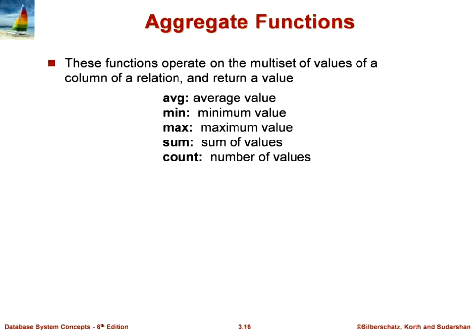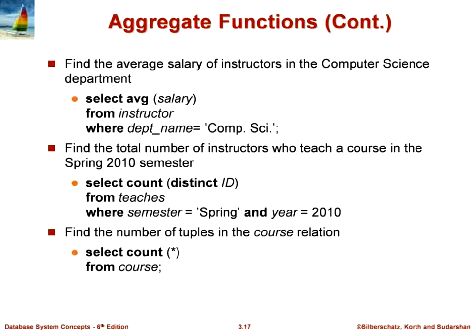Now the aggregate functions can also be used when you are writing your queries in SQL. These functions operate on a multi-set of values of a column of a relation and return a single value. For example, you can find the average value, the minimum value, the maximum value, the sum of values, or you can count the number of values as well.